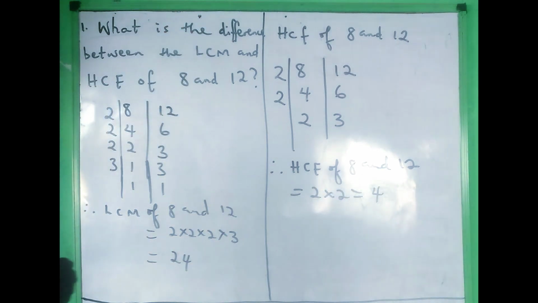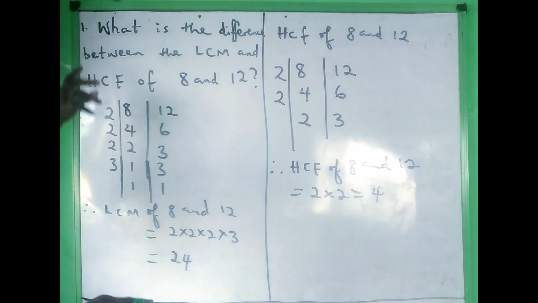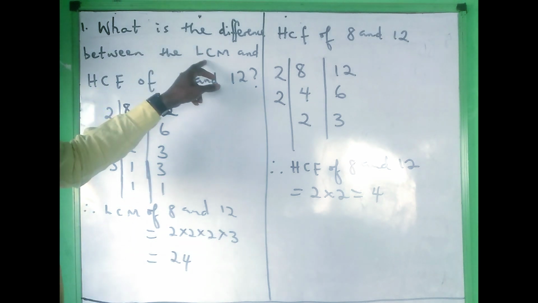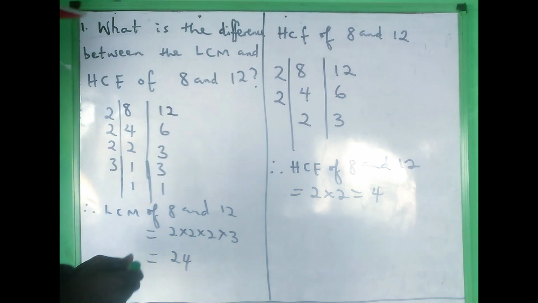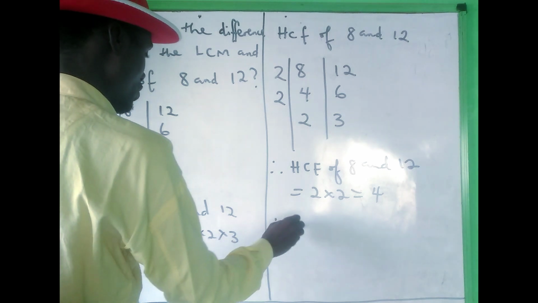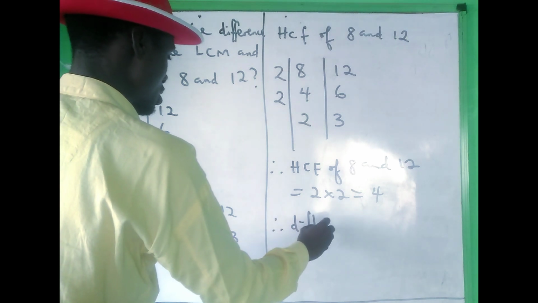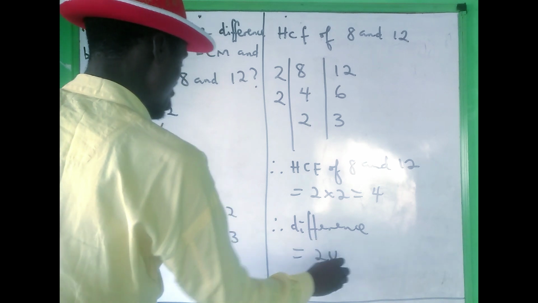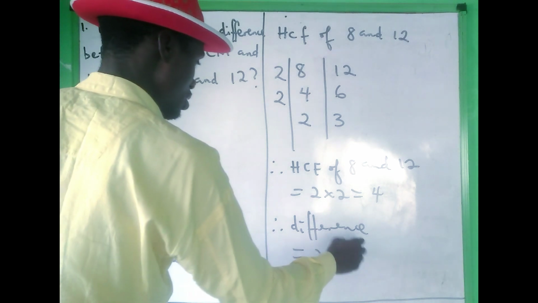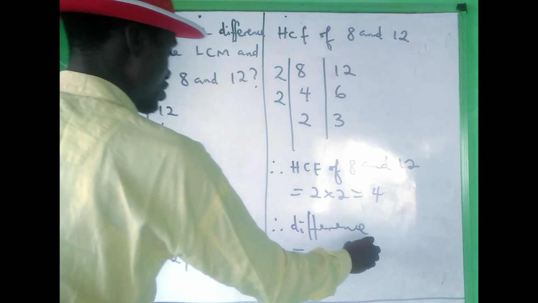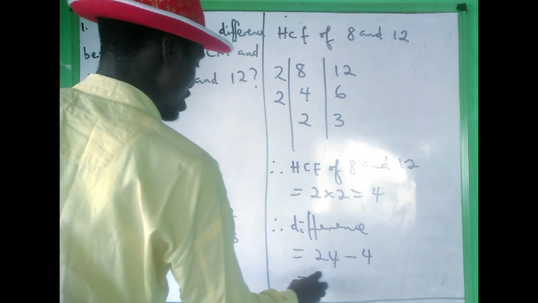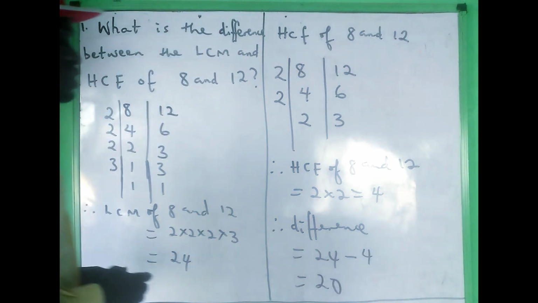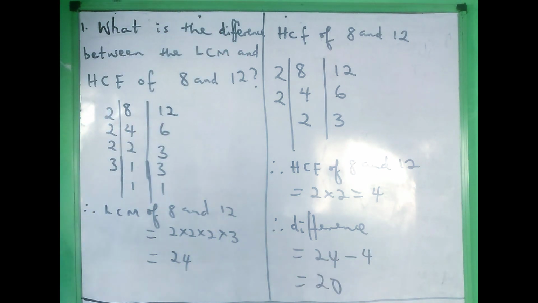So now let's answer the last part of the question that says the difference between the LCM and the HCF. So therefore the difference is equal to 24, which is the LCM, minus the HCF, which is 4. So the difference is 20. So that gives the answer to the question.